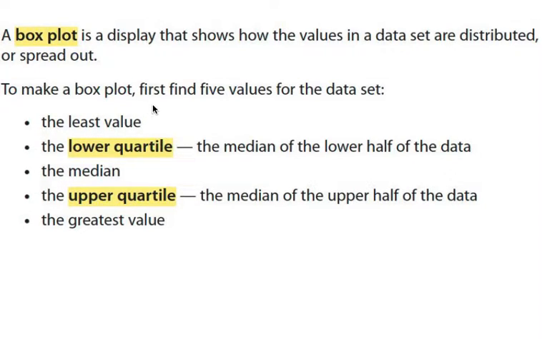If I order them from least to greatest, right? The least value is the furthest to the left. The greatest value is furthest to the right, so that should be easy. These two you should be able to visually see.